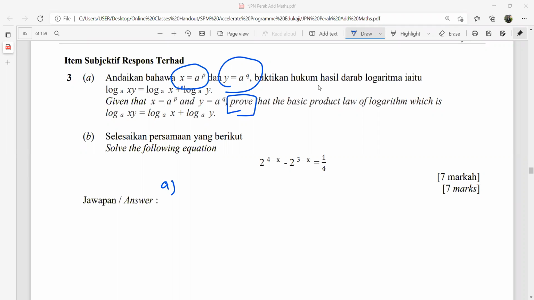Okay, x equals a^p. What you can do is you have to see carefully how to connect them. You have to change to log first. You have to know log base a of the number equals the index. Okay, and then y equals a^q also change to log. log base a of y equals q.